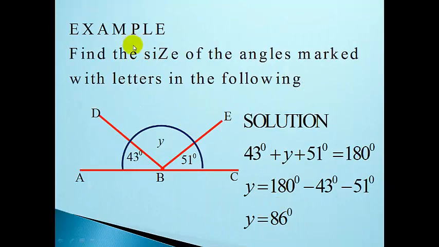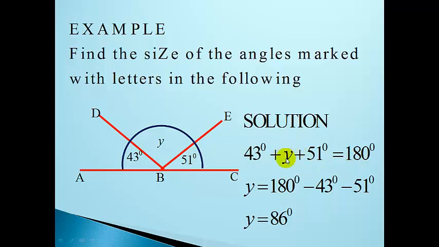Now let's look at this example. Find the size of the angles marked with letters in the following diagram. When we consider the first diagram, ABC is a straight line. We have three angles on the line ABC, and the angles are 43 degrees, Y, and 51 degrees. We know that the sum of the angles on the straight line is equal to 180 degrees, and therefore 43 degrees plus Y plus 51 degrees is equal to 180 degrees.